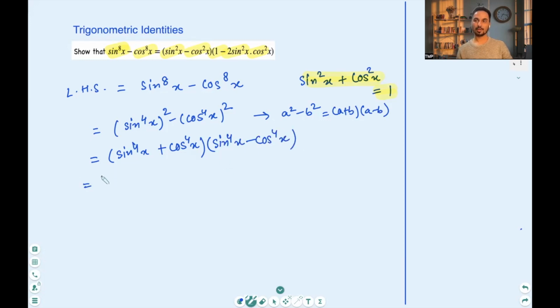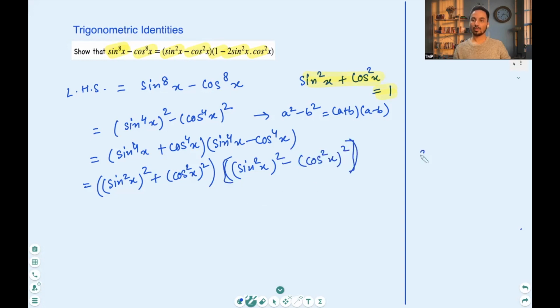Now the first part can further be written as (sin square x) squared plus (cos square x) squared. And the second part can be written as (sin square x) squared minus (cos square x) squared. One of them is in the form of a squared plus b squared, and the other one is in the form of a squared minus b squared. And we know that a squared plus b squared can be written as (a plus b) whole square minus 2ab. And as earlier discussed, a square minus b square is (a plus b) times (a minus b).